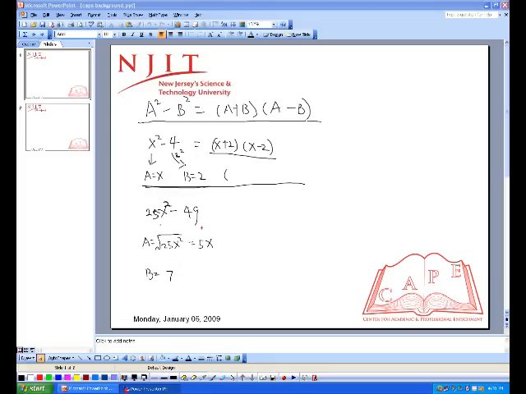So by that, we find out a is 5x, b is 7. And then we just plug it into the formula. We know that it's going to equal a plus b, so it's 5x plus 7, and a minus b, or 5x minus 7, and that will be the answer. Okay, so that's it for factoring differences of squares.